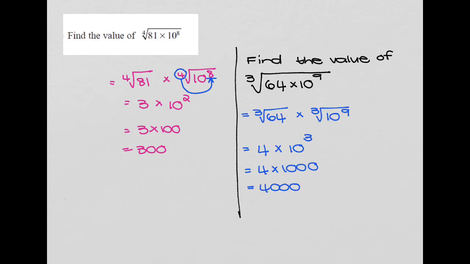All right, so my answer is 4,000. How did I get that? I first split up the root. So I've got the cube root of 64 and the cube root of 10 to the power of 9. Cube root of 64 is 4. That 3 is going to go under the 9. So it's 9 divided by 3, which is 3. That's actually 1,000. 4 times 1,000 is 4,000.